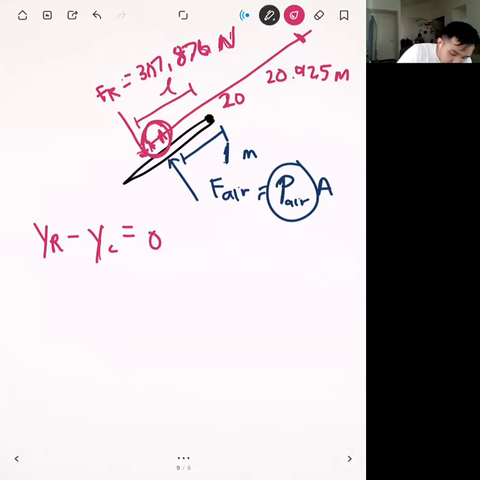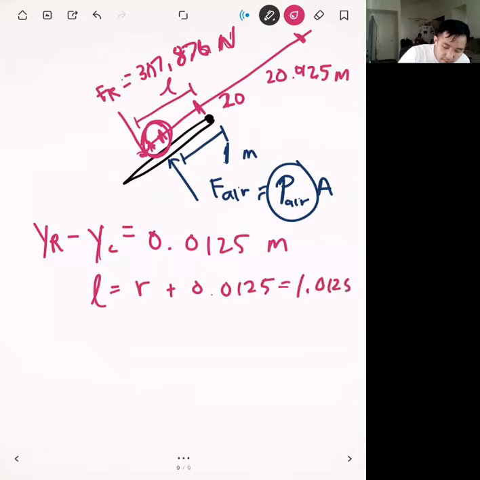And so if we do YR minus YC, that gives us this little distance right here, and this is going to be 0.0125 meters. And then the distance from here to the hinge is simply going to be 1 meter plus this, because the radius of our gate is 1 meter. And so L in this case will be the radius plus 0.0125, which will be 1.0125. All right. And so let's set these equal to each other.